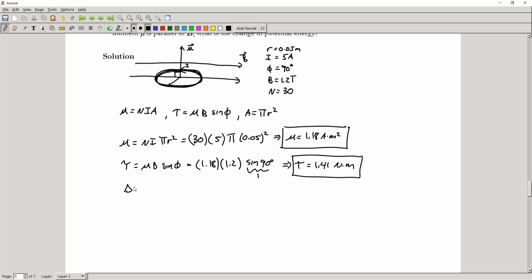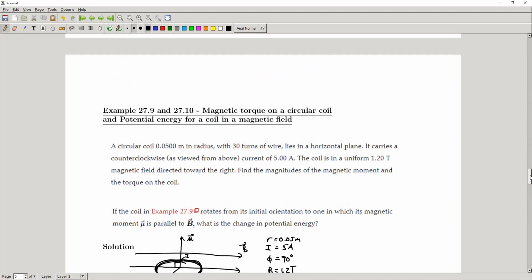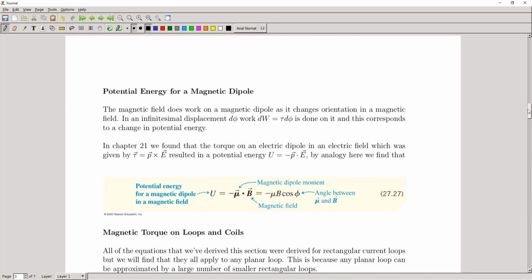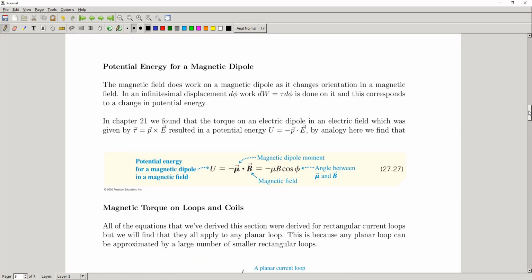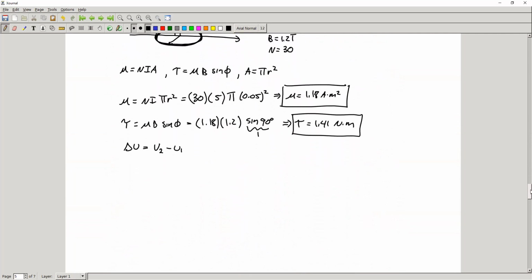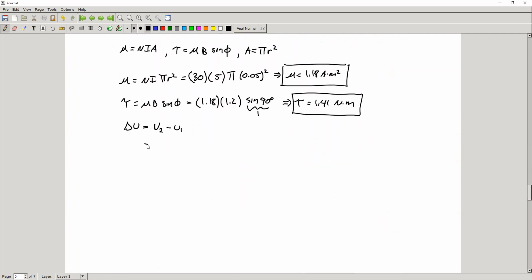Well, the change in the potential energy, our delta U, is simply going to be equal to our U final, or our U2, minus our U1, or our U initial, right? And using the expression that we wrote down just above here for our potential energy associated to a magnetic dipole in a magnetic field, we can just write down what U2 and U1 are. So U2 will simply be minus mu B cos phi 2, okay?